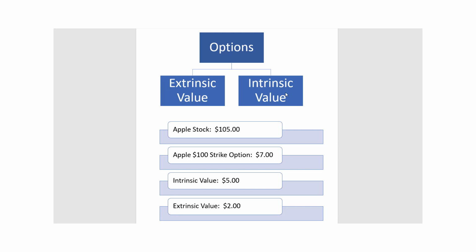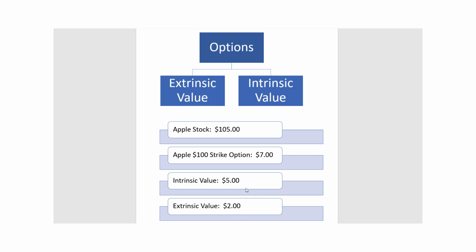To get the intrinsic value, you take the price of a stock and subtract the strike price of the option you're considering. That's the intrinsic value, and it can never be less than zero. If you do that subtraction and the number is less than zero, then the intrinsic value is just zero. To get the extrinsic value, you take the value of the option itself, the actual price of the option, and subtract the intrinsic value that you just calculated. That's how you determine the extrinsic value.